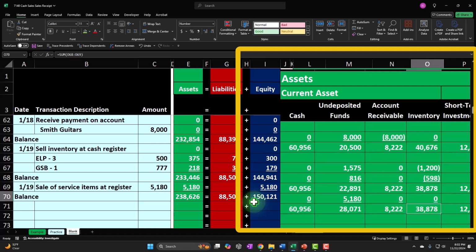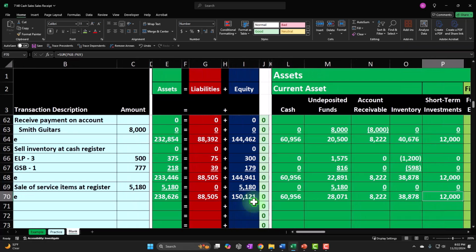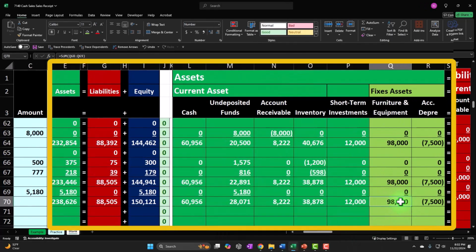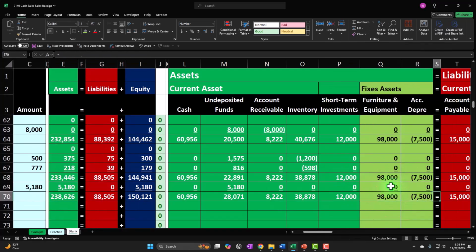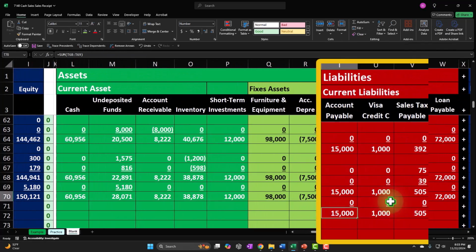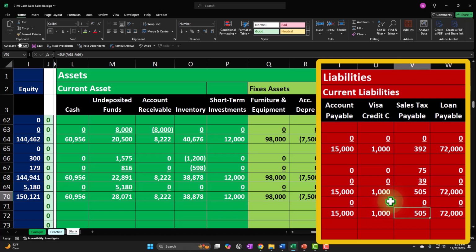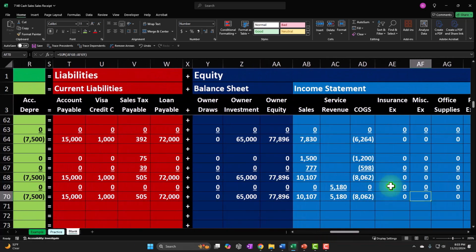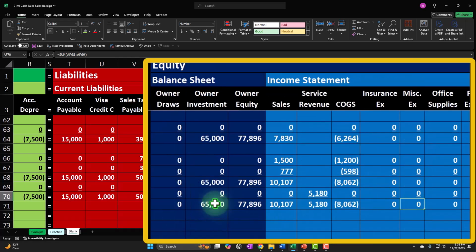We'd have to collect on that. We'd have to sell the inventory. We'd have to then cash in our short-term investments to get that money. We'd have to sell our furniture and fixture for at least the book value, which is the difference between these two. Then we would have the cash of the 238,626, which we can then pay off our liabilities, which include the accounts payable, the credit card, the sales tax that we owe, and the bank, the loan. And then we would have the cash then, and then we can basically liquidate at that point in time.